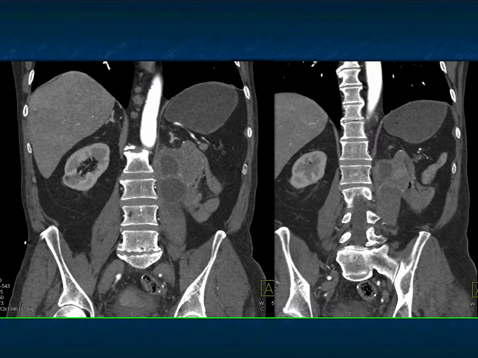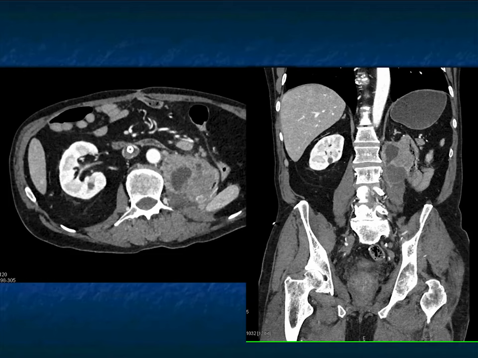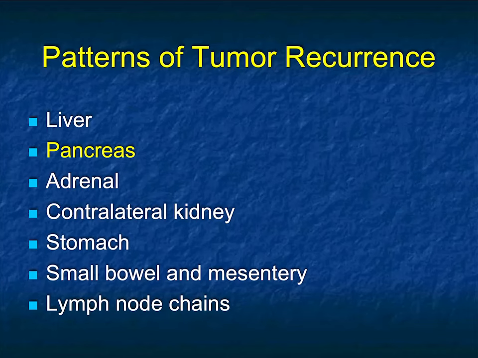Here it is on the coronal view. The left adrenal gland is here. Patient had a nephrectomy, but they've recurred, and it's involving small bowel, and it's involving the psoas muscle, very nicely seen there. And again, it's somewhat vascular, which is good because the primary was a clear cell renal cell carcinoma.